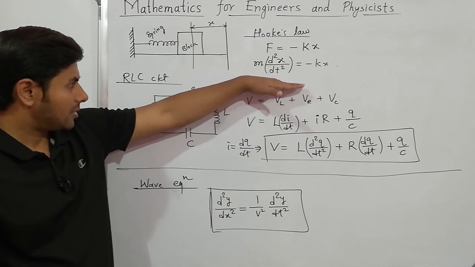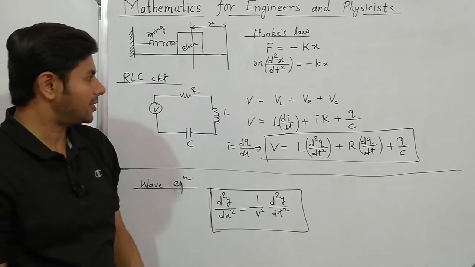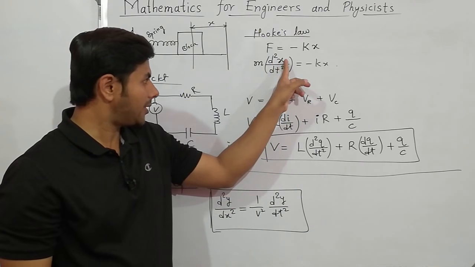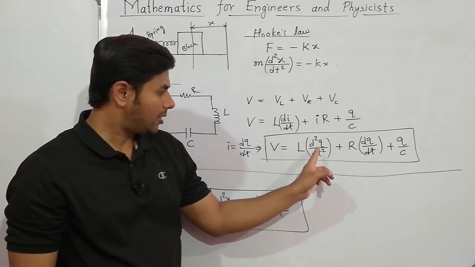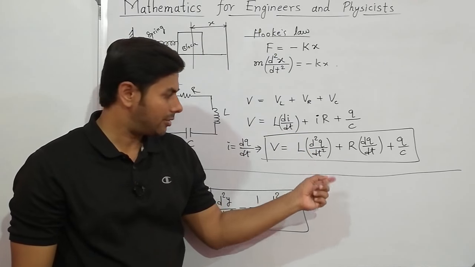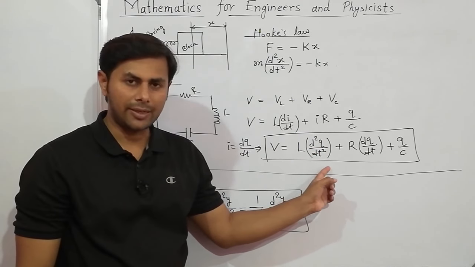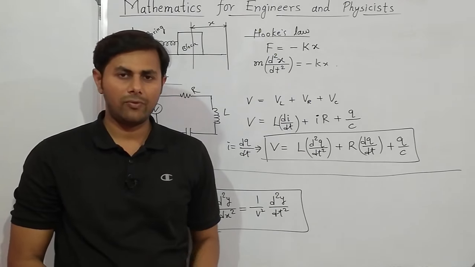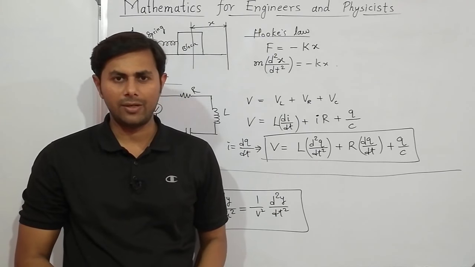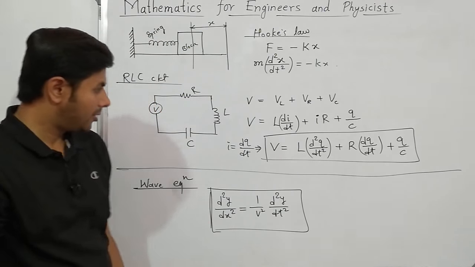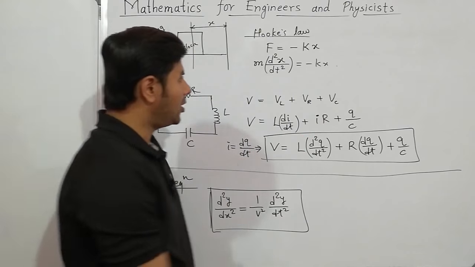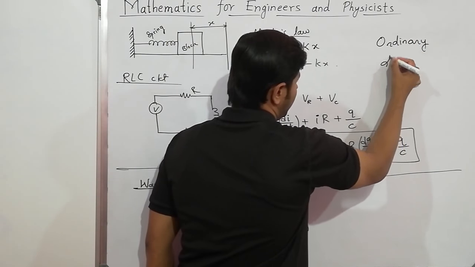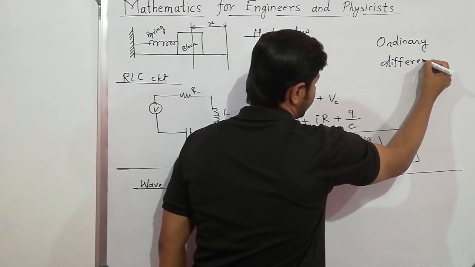Okay, so now let's have a look at these equations. Here we have the second order derivative of x with respect to time. Here we have the second order derivative of q with respect to time. So in these equations we have only one independent variable, which is time. So these equations are called ordinary differential equations.